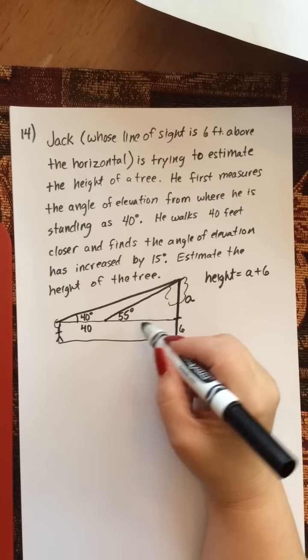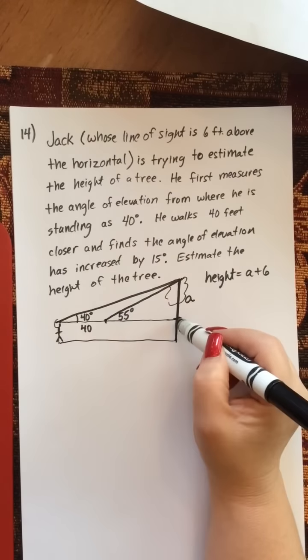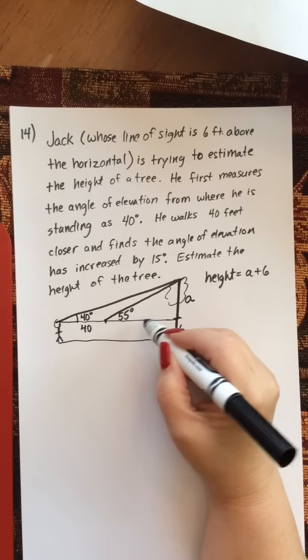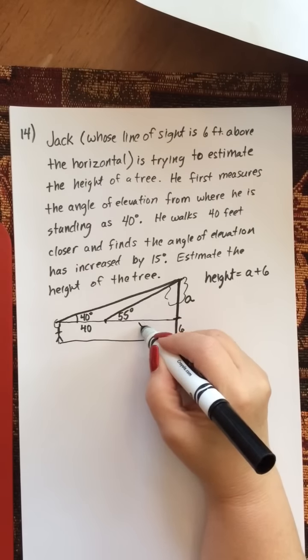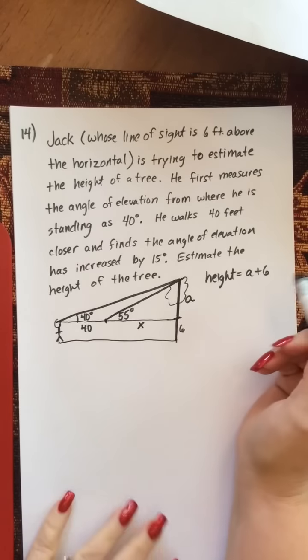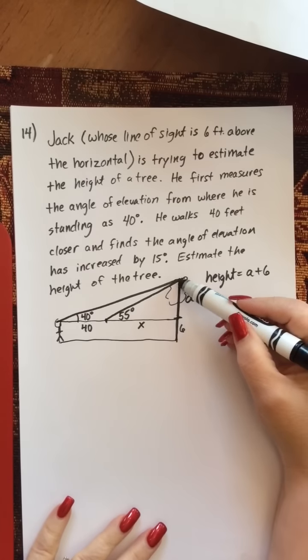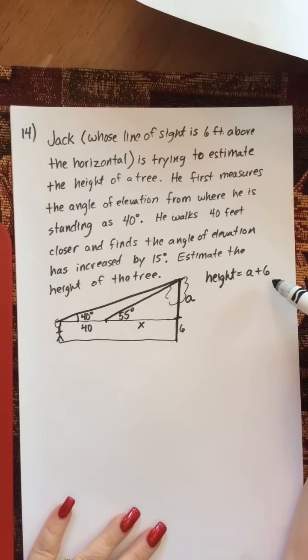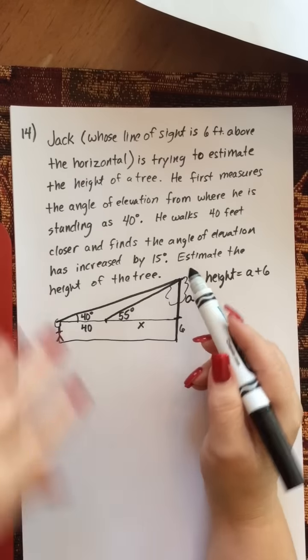Now, the other little thing I don't know is how far he was from the tree. It seems like he could have measured that. That would not have been that hard to do, but they didn't. So I'm just going to call that X, okay? But the thing I'm trying to find is A. As soon as I find A and add 6 to it, then I'll know the height of the tree. So you kind of know two different things.